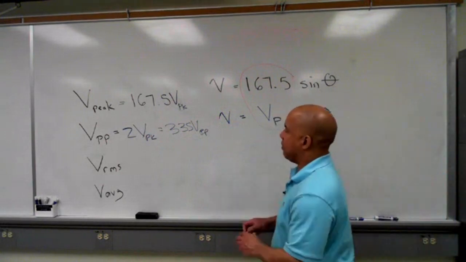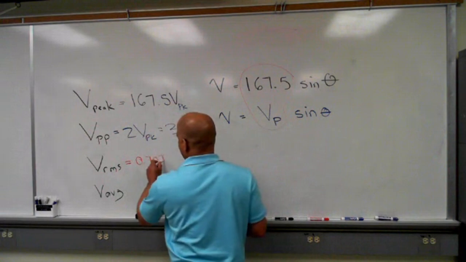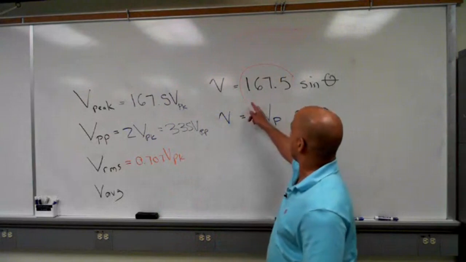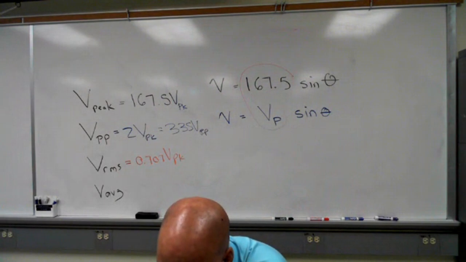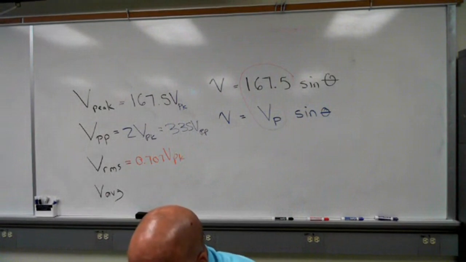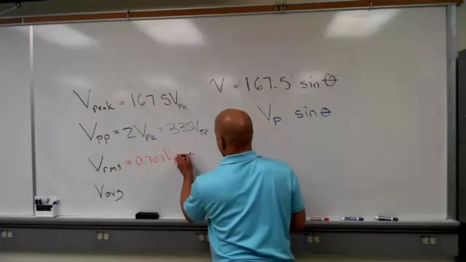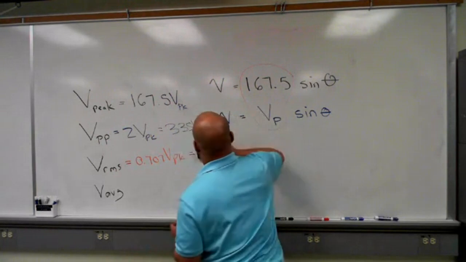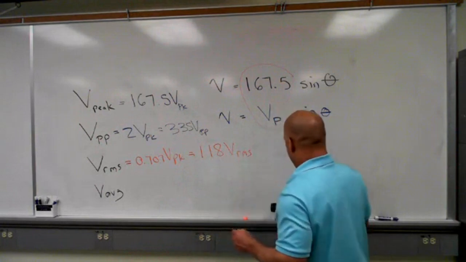And then they want the RMS value. Well, to get that, you just take 0.707 times the peak value. So 0.707 times 167.5, I get about 118 volts RMS. Now that's important.